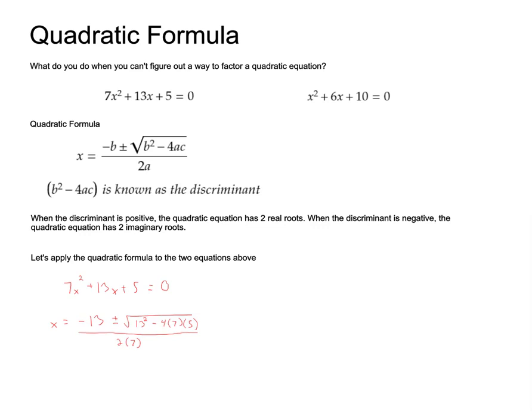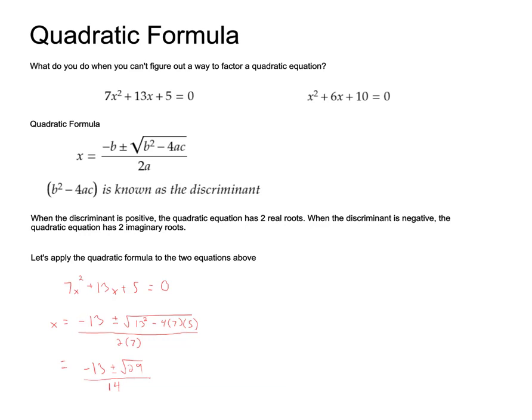When we go to simplify this, we get x is equal to negative 13 plus or minus the square root of 29 all over 14. So if we're wanting to know what one of the roots is, we do negative 13 plus root 29 over 14, and the other root is going to be negative 13 minus the square root of 29 over 14. As you can see from that example, there's no way you would have been able to figure that out with factoring. That's why we use the quadratic formula.